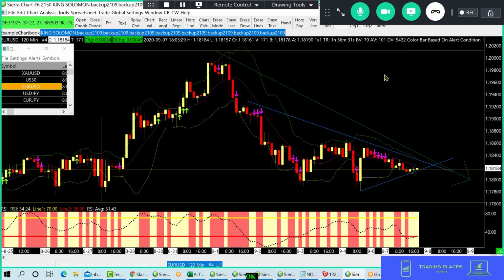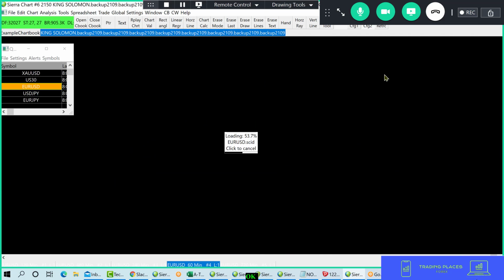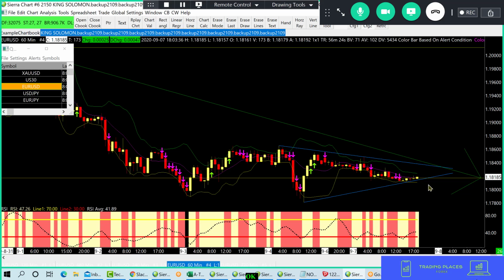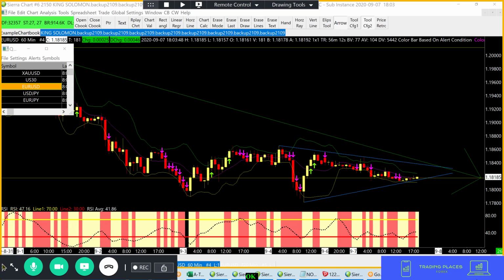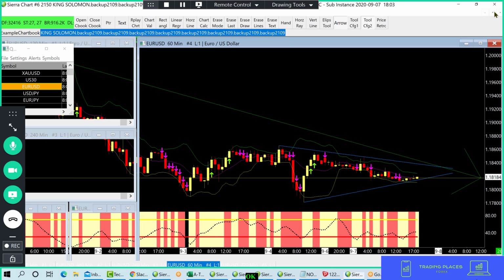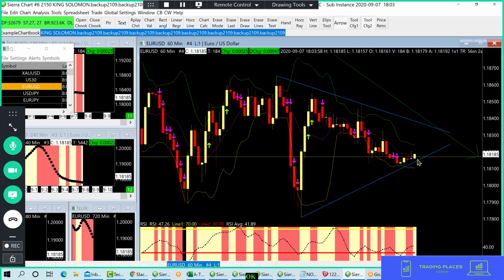Let's go to the 60-minute chart. Okay, so it kind of retraced here, but we definitely see a trend going down. If we look at this on the 60-minute, it's definitely moved up, and it passed the moving average here on the Bollinger Band.